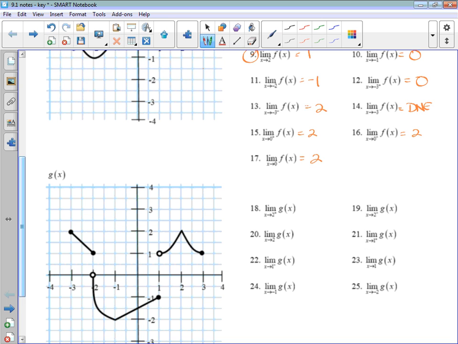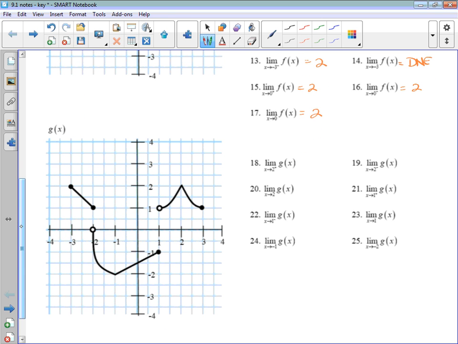Let's try again then. All right, 18 through 25, ready to go. You ready, Will? Yeah. Okay. Just stretching, getting ready.